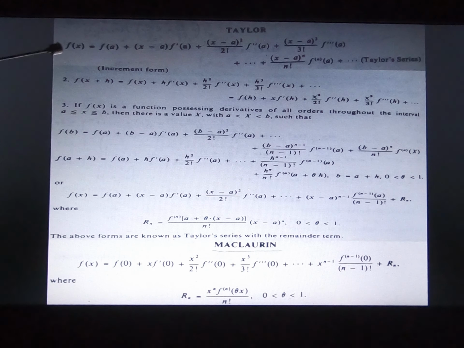These are some other representations. These are f(x) expanded at point a, and these are infinite series, or you can use x plus h, and you only have the x, you don't have the a in here. And some other representation like this, and Maclaurin is a equal to 0.